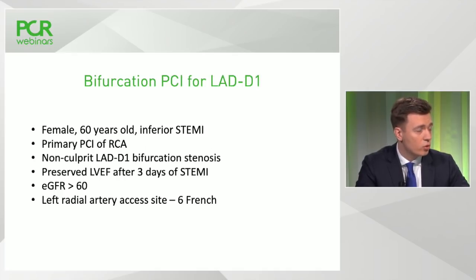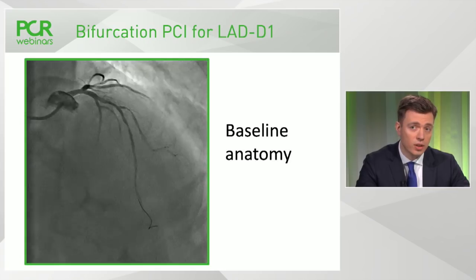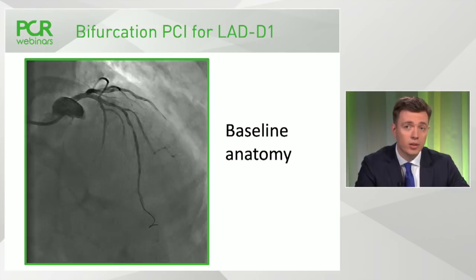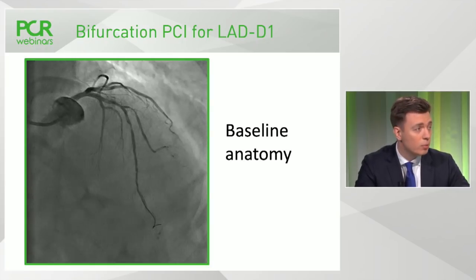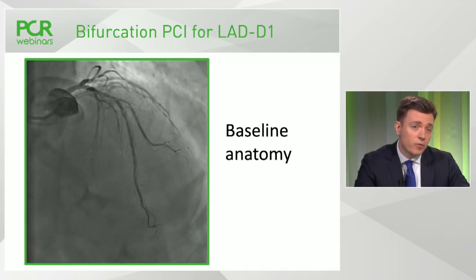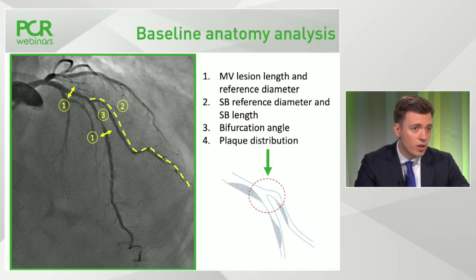So what was left to be treated was a non-culprit bifurcation of the LAD, as we can see on the next slide. This is the baseline anatomy that we had. So as you can appreciate here, we have a LAD D1 bifurcation, and then the first step in this case for us, and you can see it here, is to analyze the anatomy.